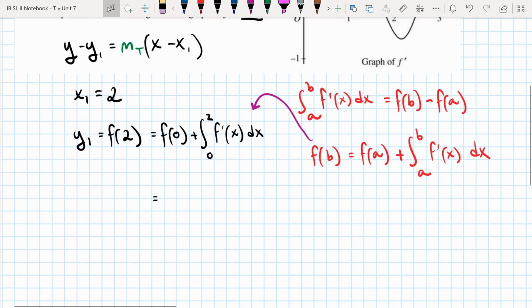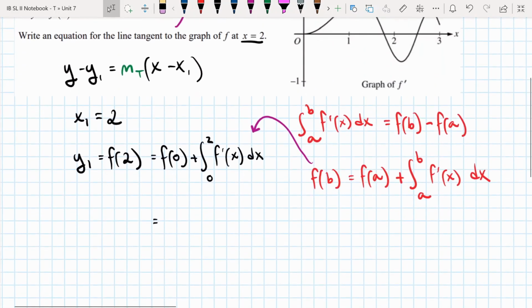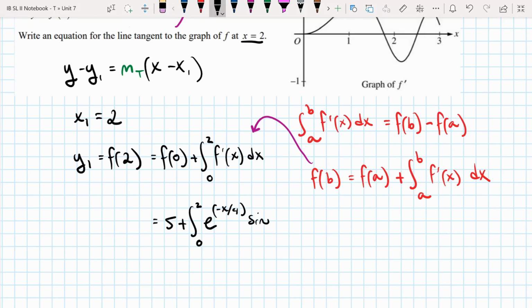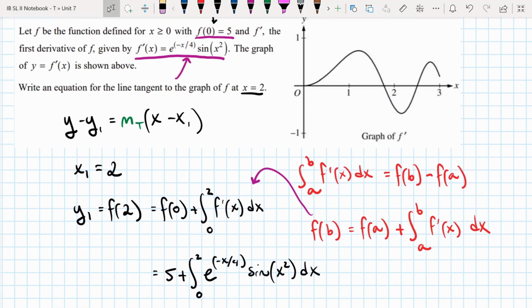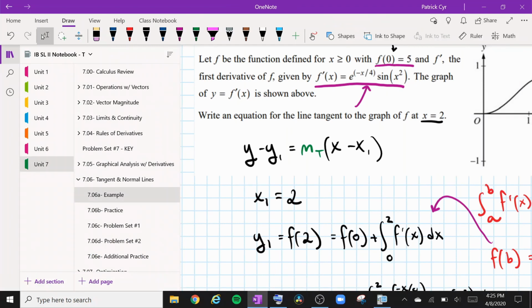So f of 0, that's given to us up here, that's equal to 5. And we're going to add to this the integral from 0 to 2 of e to the negative x over 4 times sine of x squared dx, because that's the value of the derivative. Now this is not something we know how to evaluate analytically without a calculator. So let's plug this integral into our calculator.